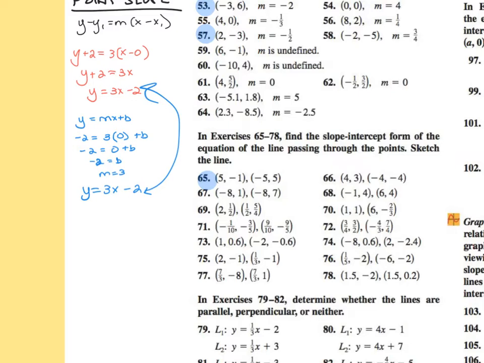The next group says find the slope-intercept form of the equation of the line passing through the points and then sketch the line. So the difference between what we just did and now is this time we're given 2 points instead of giving the point and the slope. So what's the first thing you're going to find for 65?